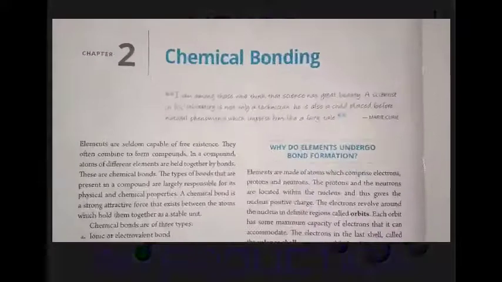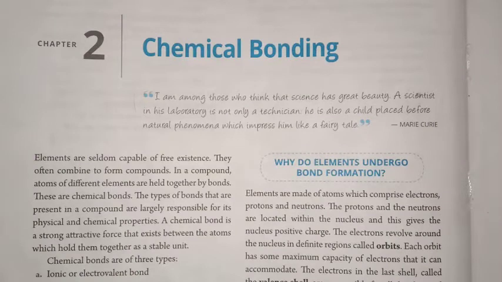Good morning, students. Now we'll start our second chapter about chemical bonding. First of all, we have read about chemical bonds. Last year we studied only two kinds of bond, that is ionic bond and covalent bond. This year we are going to study one more bond, that is called coordinate bond.